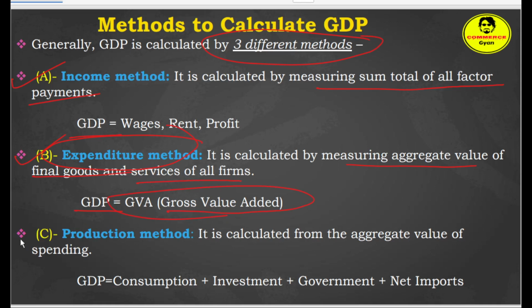And the third one is the expenditure method. It is calculated from the aggregate value of expenditure, right? And here GDP equals consumption plus investment plus government spending plus net exports.